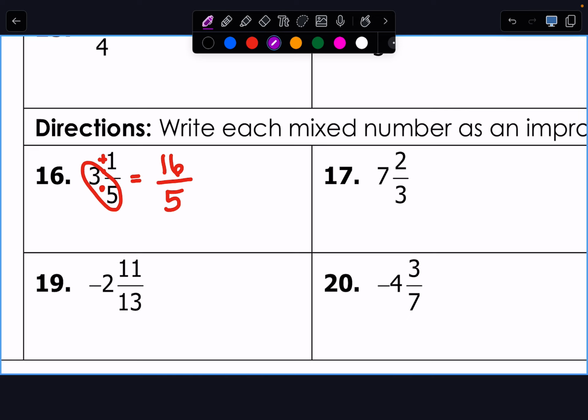In number 17, we're going to take 3 times 7, which is 21. And then when we add 2, we get 23 over 3.